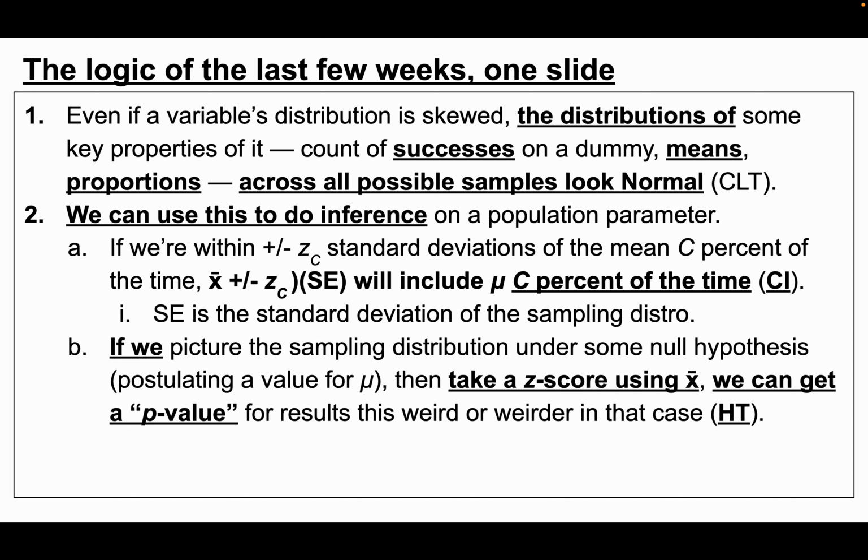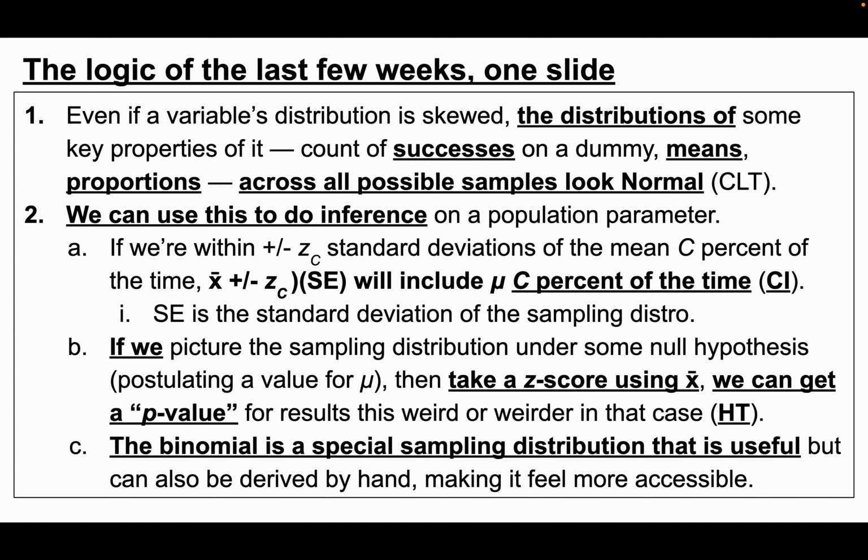We can also go in the opposite direction, although doing basically the same procedure, just in reverse. So if we picture the sampling distribution under some null hypothesis, so we postulate a value for mu, then we take a z-score using x bar, we can get a p-value for results this weird or weirder in that case, and that's known as a hypothesis test. Incidentally, the binomial is a special sampling distribution that is useful, but can also be derived by hand, making it feel more accessible.